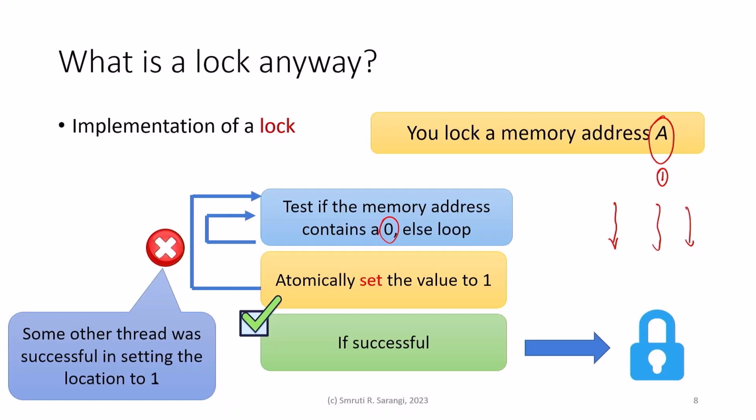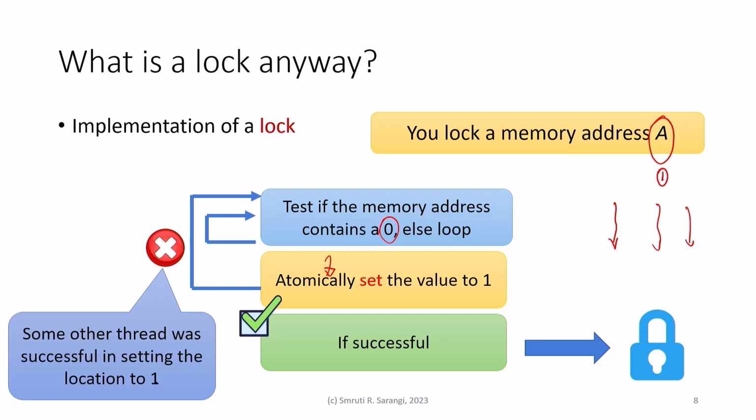Once they perceive it to be 0, they try to atomically set it. Atomically is an interesting word, so we will keep encountering this. Atomically means instantaneously. It is something where nobody sees an intermediate state. So either it has not started or it has finished. The operation is never seen in the middle. So it appears to execute instantaneously, even though it may not actually execute instantaneously.